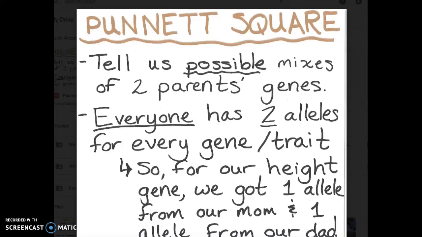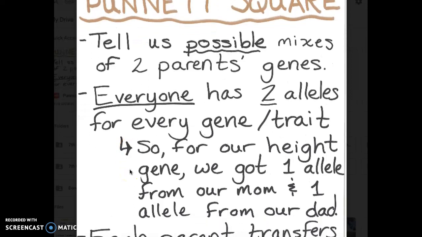So it can't predict exactly what the kids will look like, but it can tell us we have a 25% chance of having a kid with red hair and a 75% chance of having a kid with brown hair or something like that. You could end up with 4 kids with red hair. So it's just probability. It's just telling us our chances, not what will absolutely be.